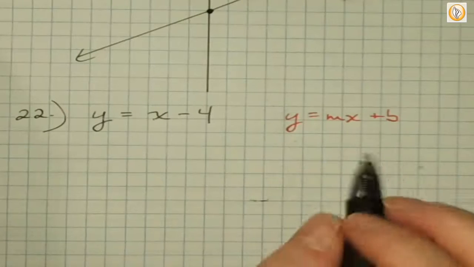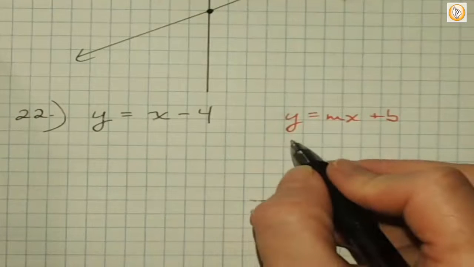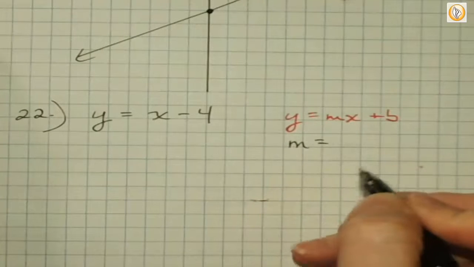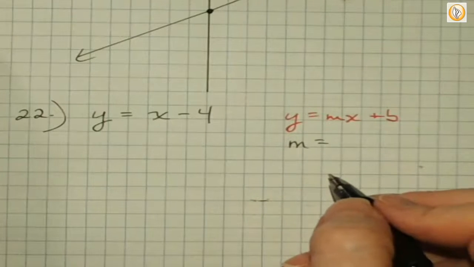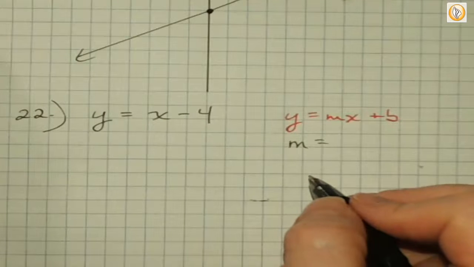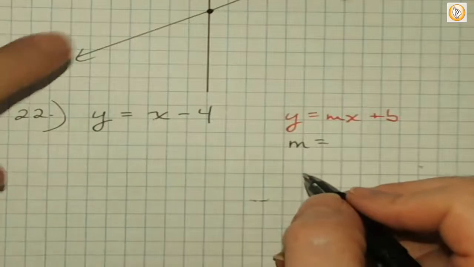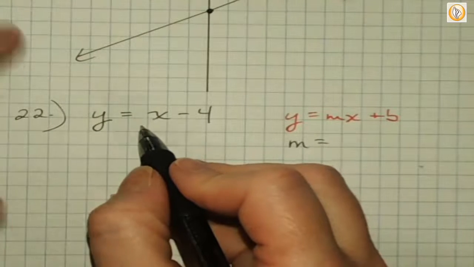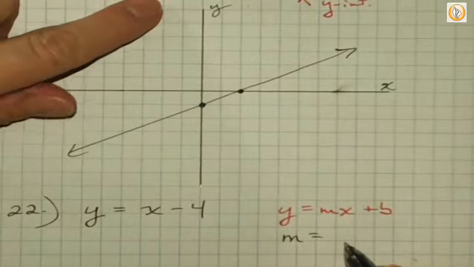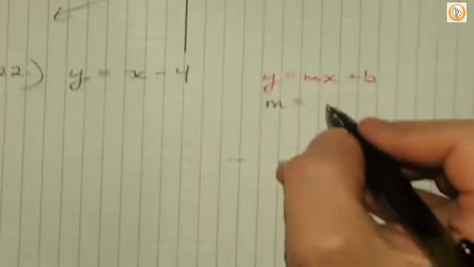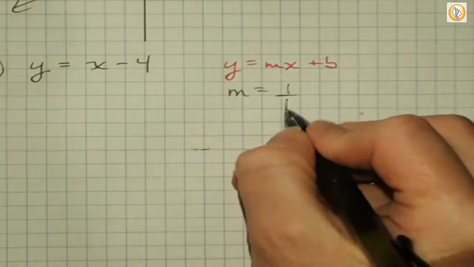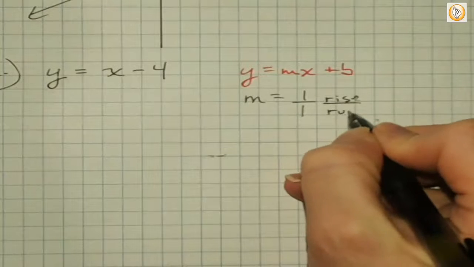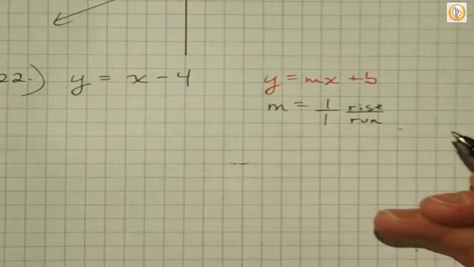So let me ask you something. What is the slope? Trick question. 1. Bingo. Exactly. Kelly, did you see that? There's no number here with the x, so we pretend it's 1. So since we need to do it in rise over run, I'm going to do it as 1 over 1, just because we're about to graph it. Rise over run. But if you put just 1, that's okay as well.